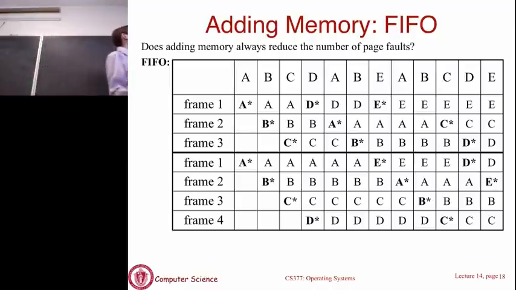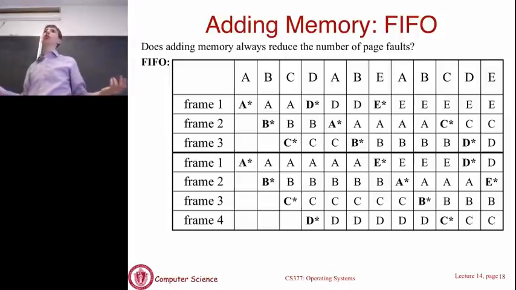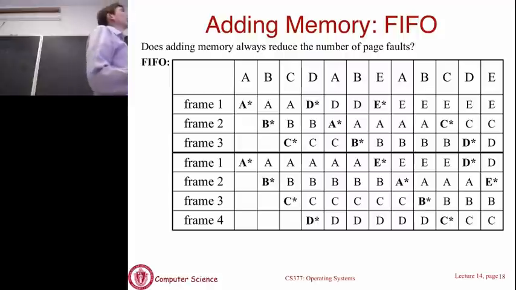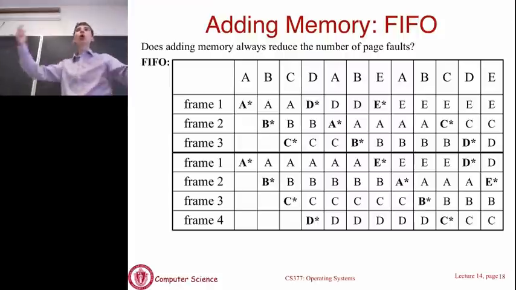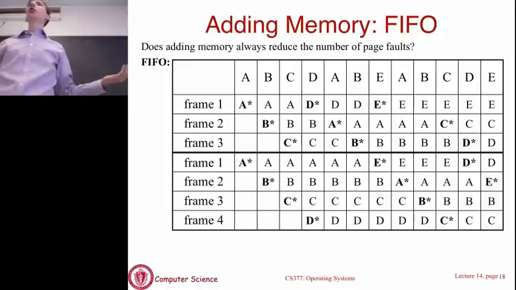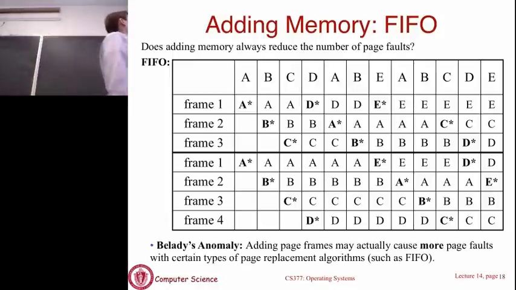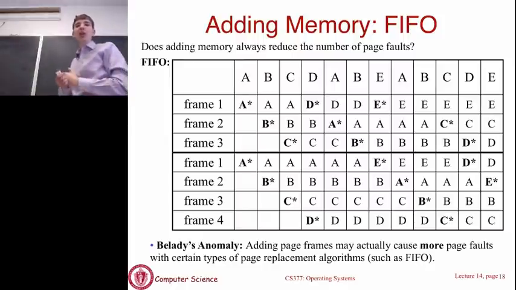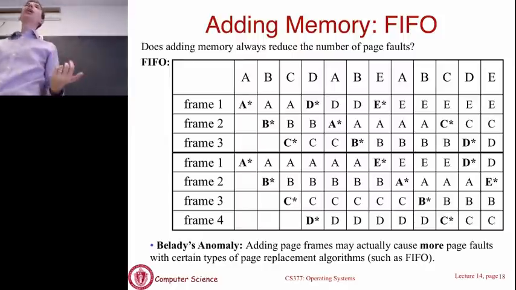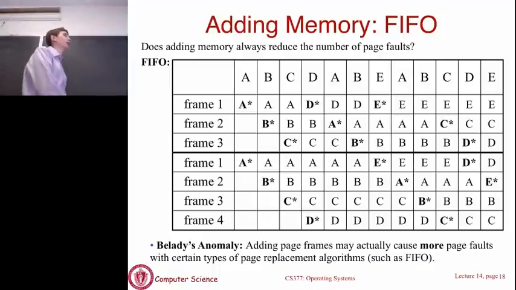Right, so what happened to the number of page faults by adding more memory? It increased, right? We had 9 page faults with 3 frames of physical memory, so we gave our machine more memory to use, and then we got more page faults. Right? So there's actually a term for this. This is called Belady's anomaly, which is basically that adding page frames in some cases may actually cause more page faults than if you had less memory. And in general, that's going to be a property of certain types of page replacement algorithms, of which FIFO is one. So FIFO is one such algorithm where adding more memory may actually make you do worse.